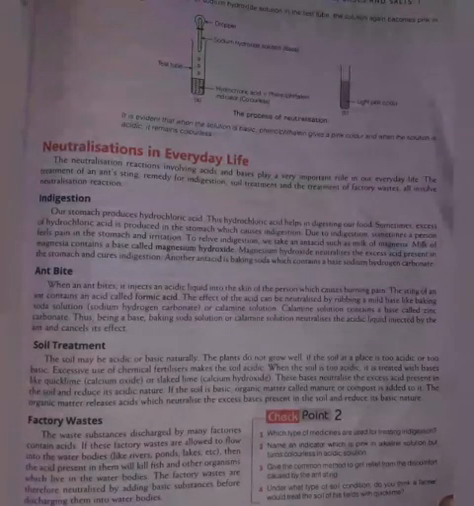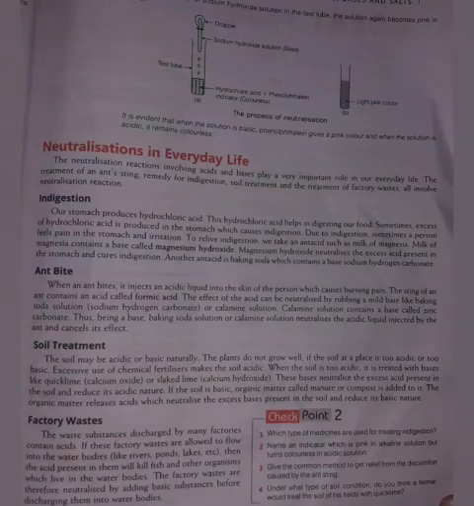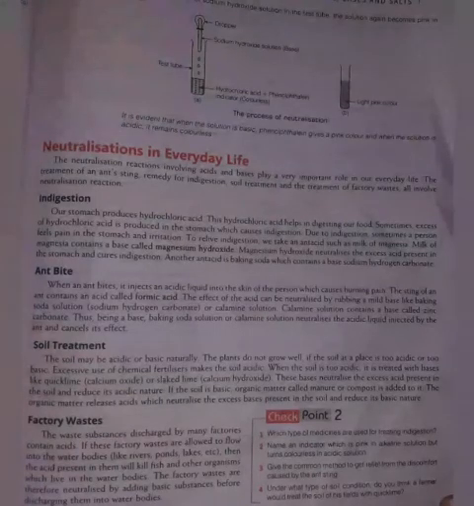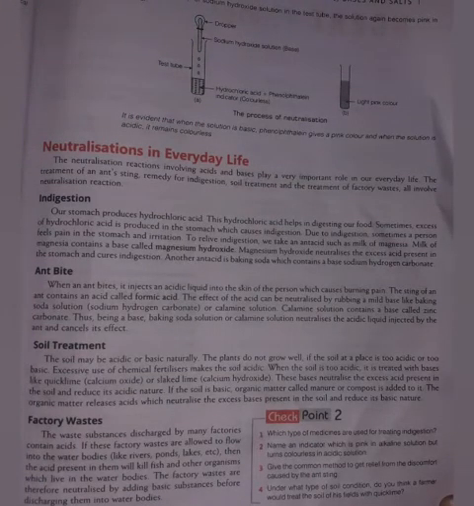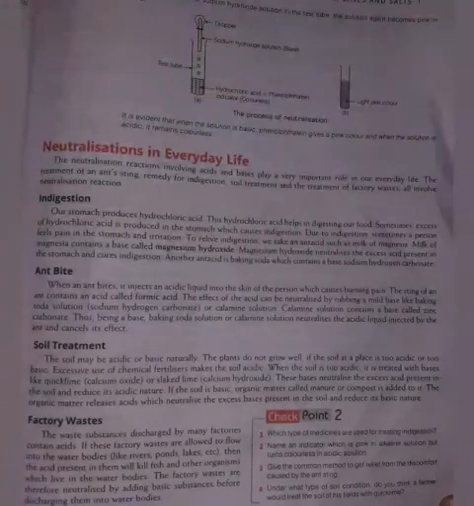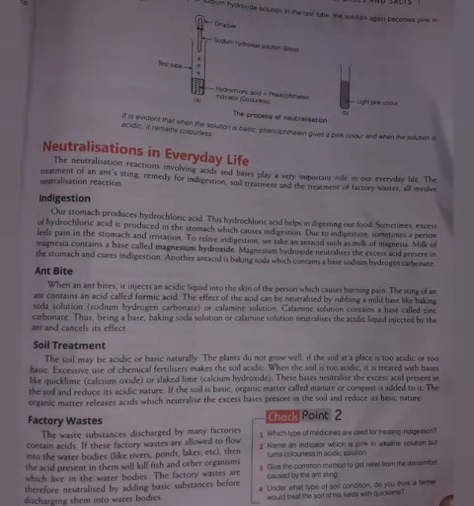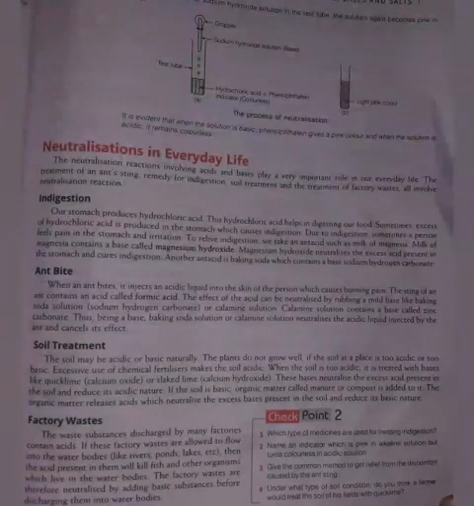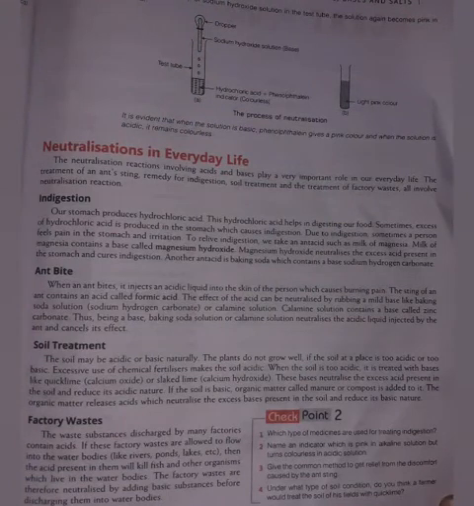When the soil becomes too acidic or too basic, then the plants do not grow well. Excessive use of chemical fertilizers makes the soil acidic. So farmers treat it with quicklime or chuna. These bases neutralize the excess acid present in the soil and reduce its acidic nature.